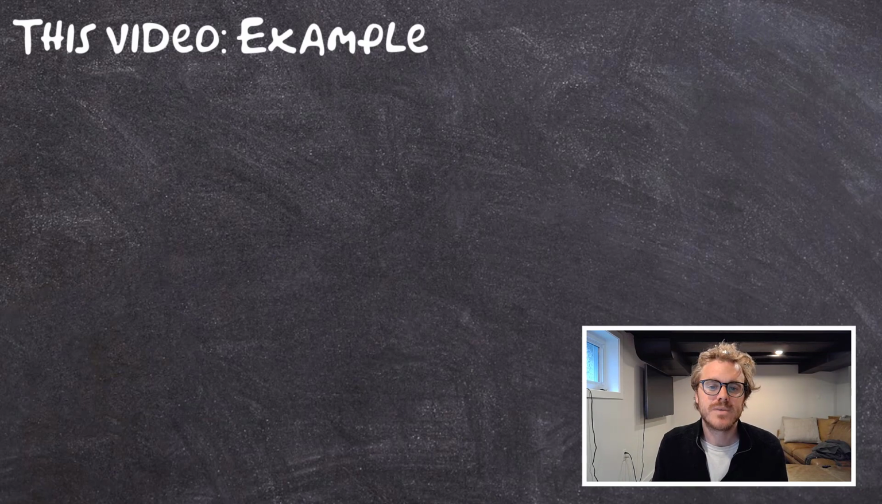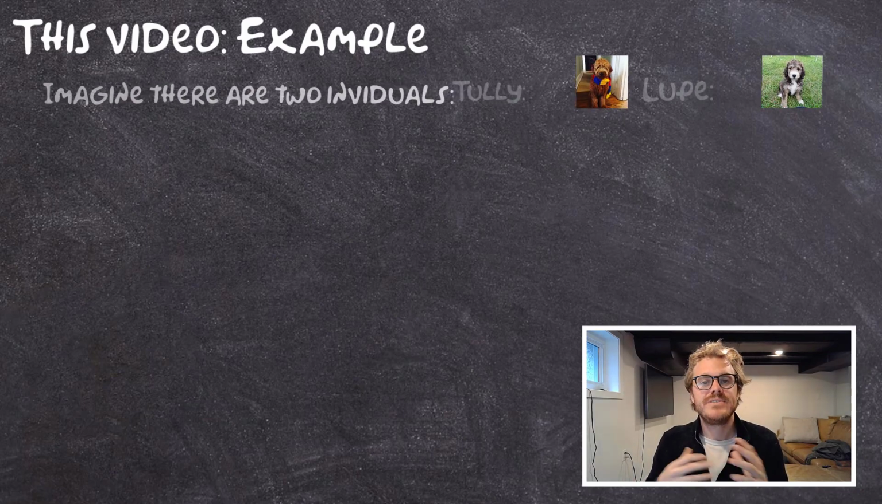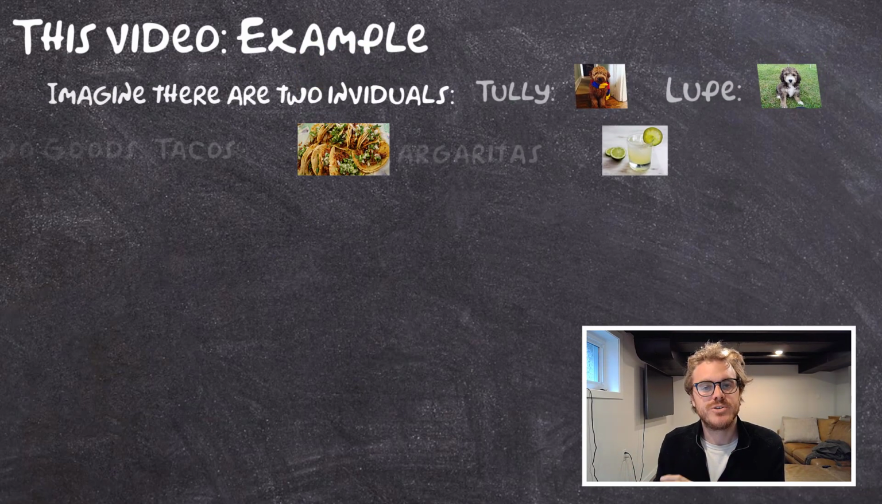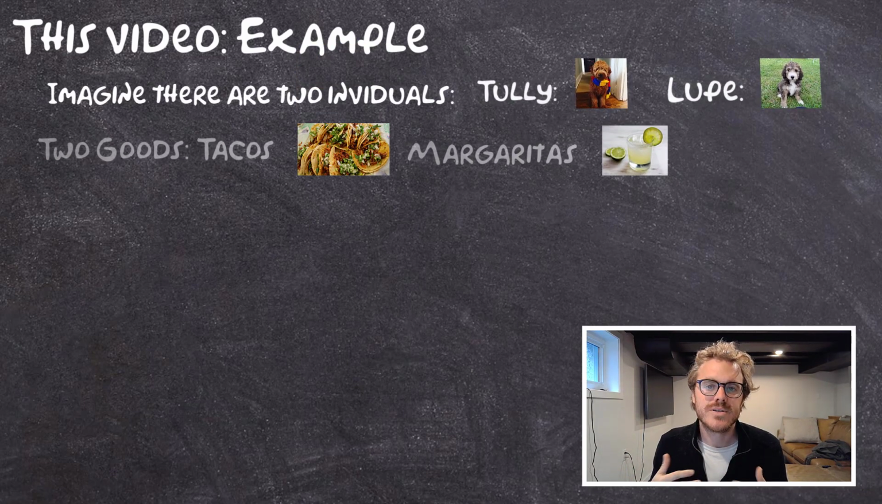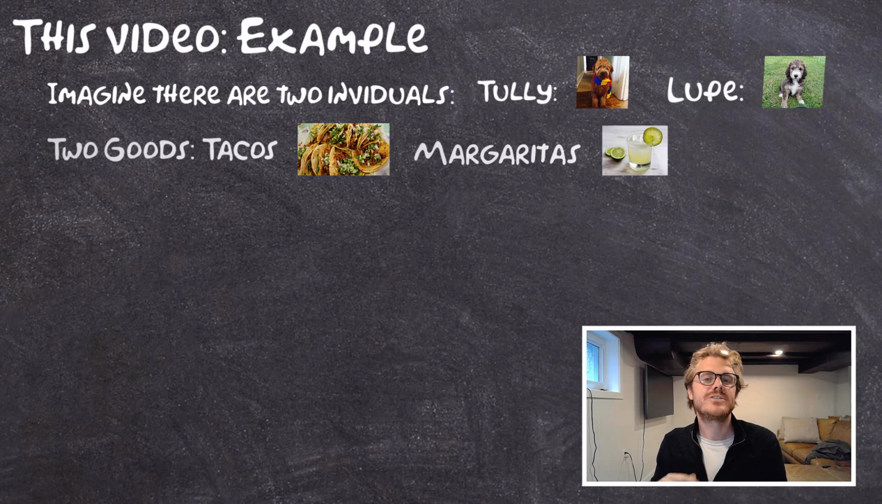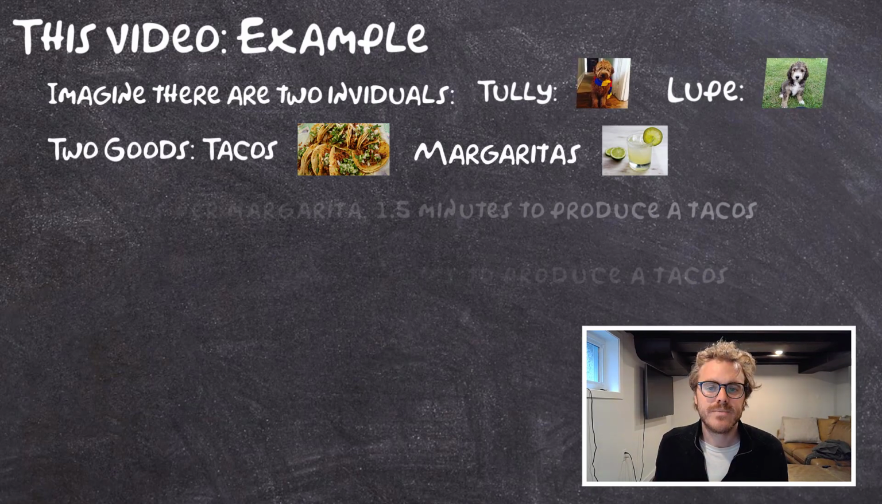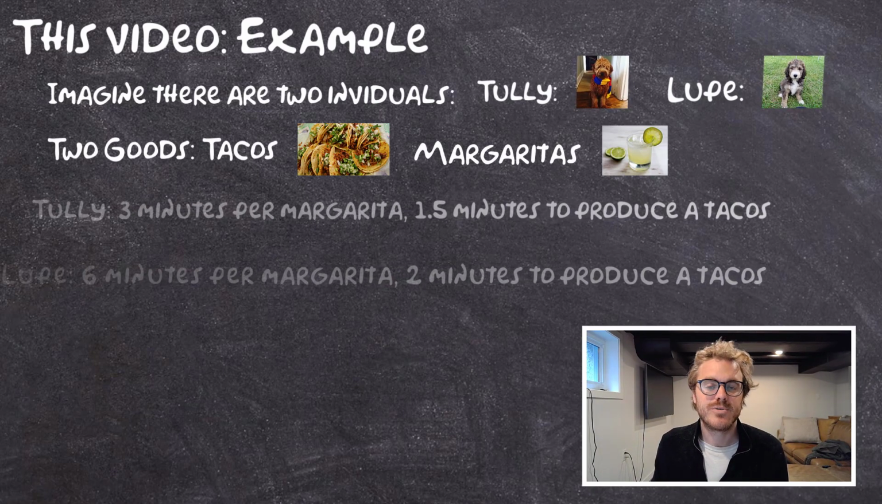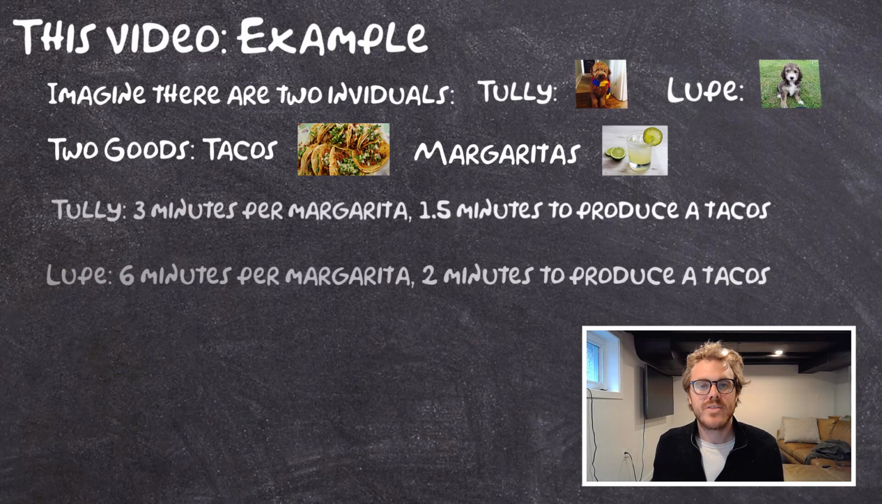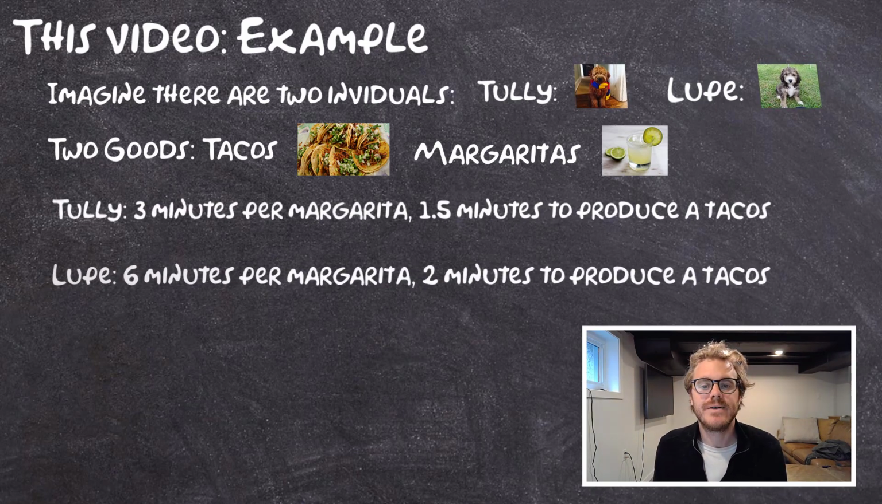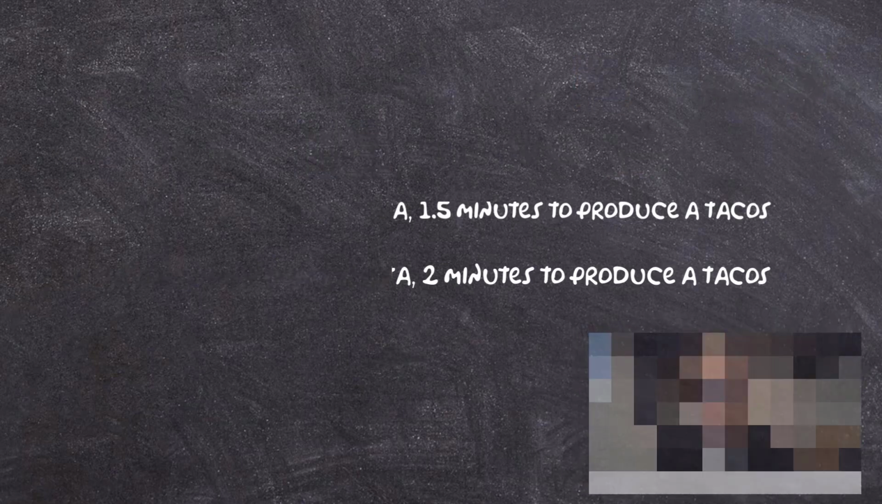terms of trade. So imagine there's two individuals, Tully and Lupe, and they have different abilities to produce two different products, tacos and margaritas. Tully takes 3 minutes to produce a margarita and 1 minute and 30 seconds to produce a taco. Lupe, on the other hand, takes 6 minutes to make a margarita and 2 minutes to produce a taco. So let's first draw out these production possibility boundaries, then we can start talking about absolute and comparative advantage as well as specialization.